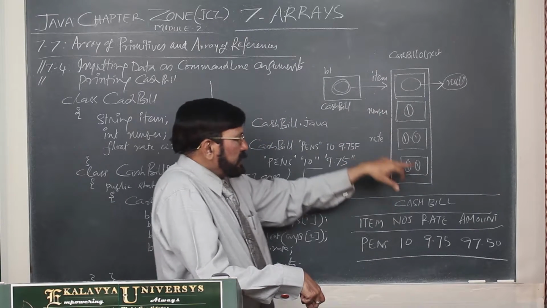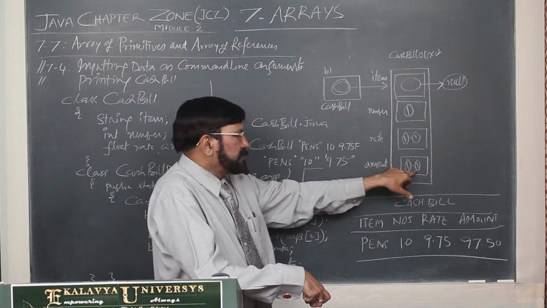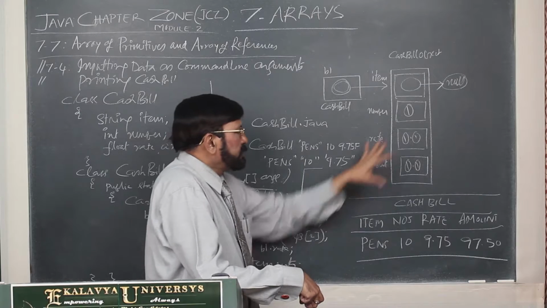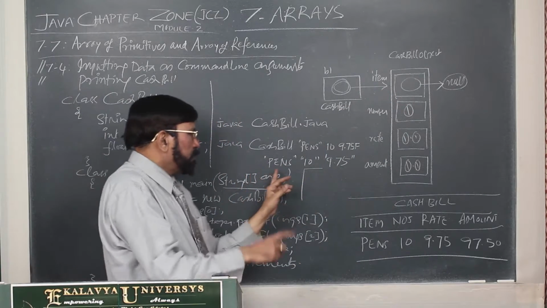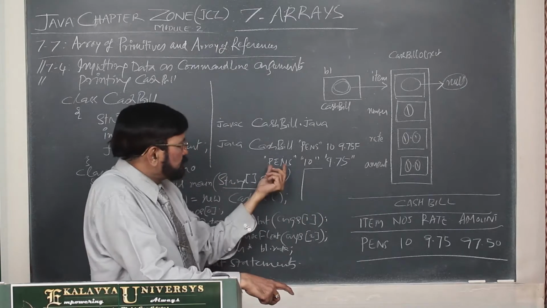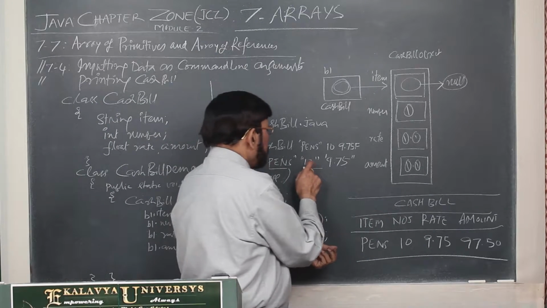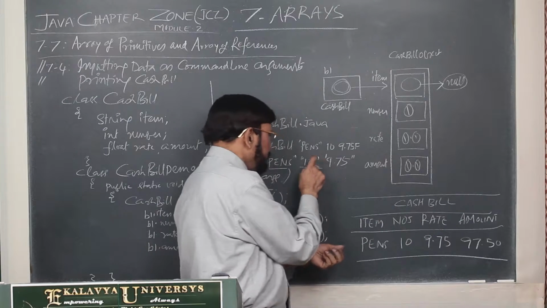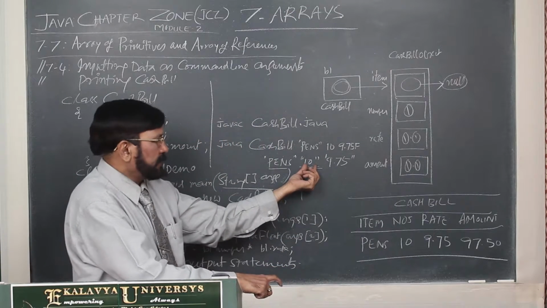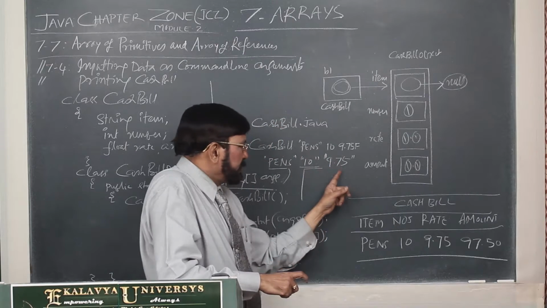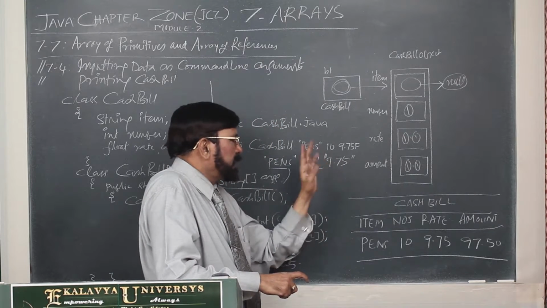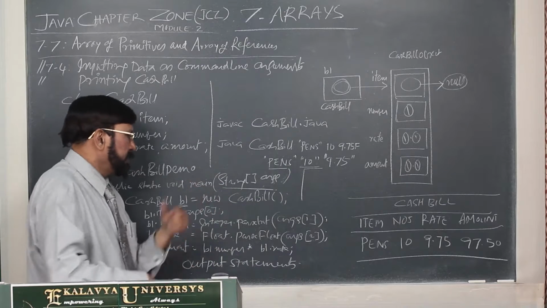Thereafter, after amount is calculated, this is filled. So this point you remember. Now what has the program received? The program has received 3 strings. The first one is pens, the second one is a string, the content is 10, and the third one is also a string and the content is 9.75. That you have to understand.